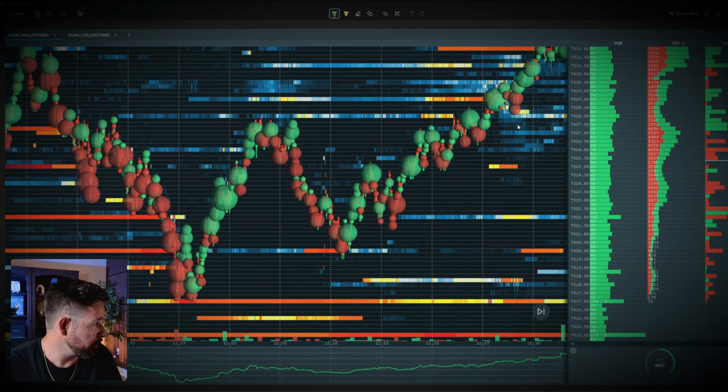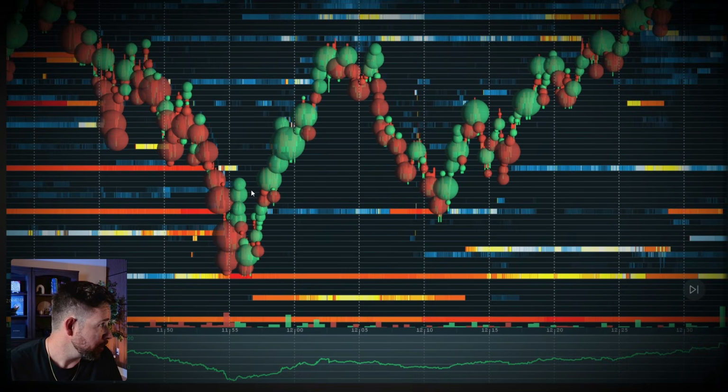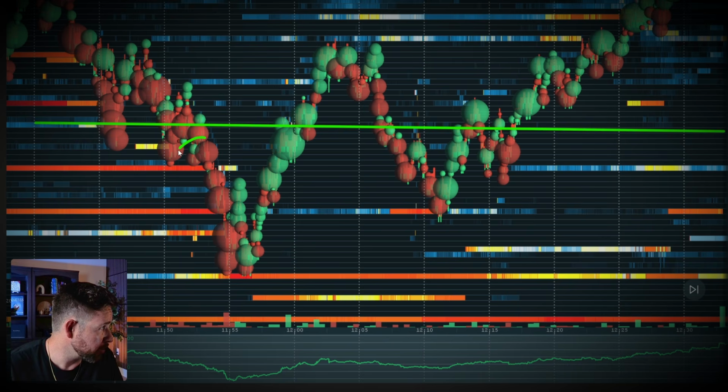Now let's take a look at exactly what that same move looked like on the heat map on Bookmap. So on the break of that value area low, we see a surge of negative delta, and look at all the bids stepping in and absorbing price on that drop. All of these bids absorbed all of that surge in negative delta at 11:55.